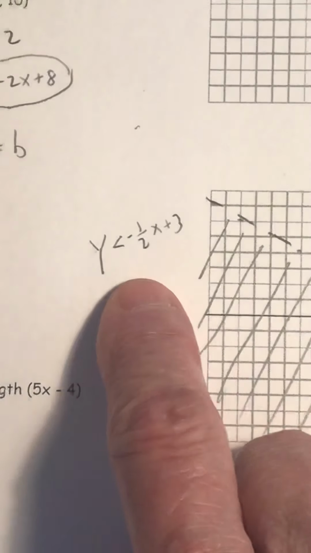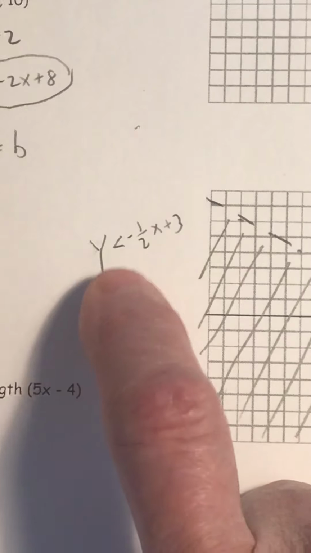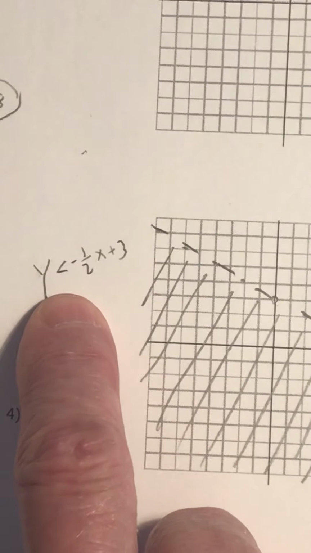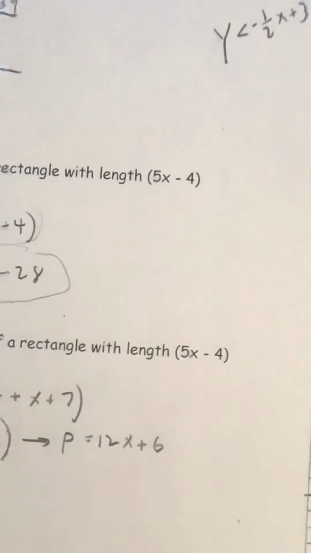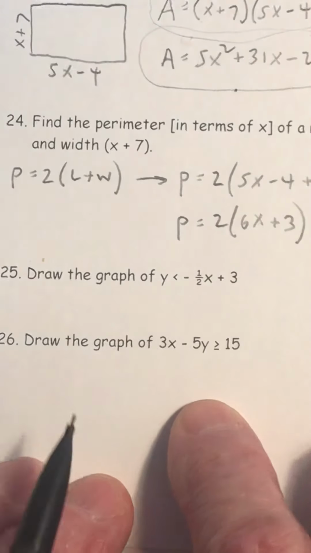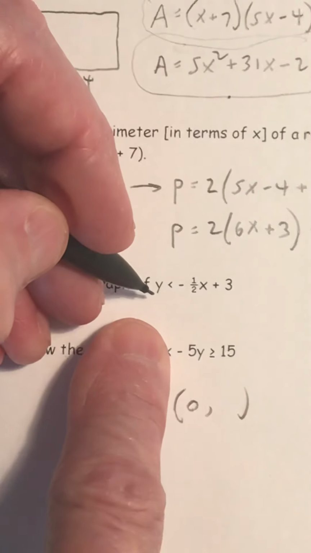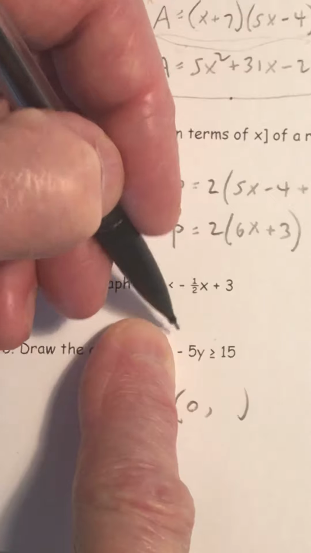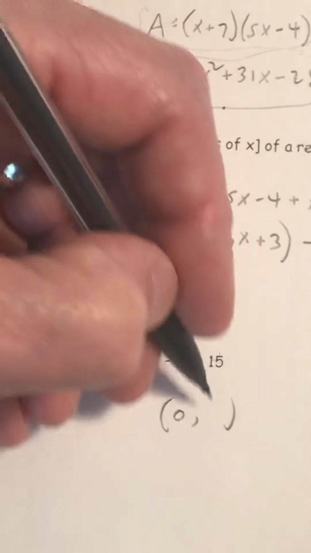Okay, shade below because it's in slope-intercept form and it says y less than. If it said y greater than, we would be shading the other side. If it said less than or equal to, we would be making a solid line. And finally, 26. If I plug in 0 for x and solve for y, pretending this is an equal sign for a moment, plug in 0 for x, 15 divided by negative 5, that's negative 3.